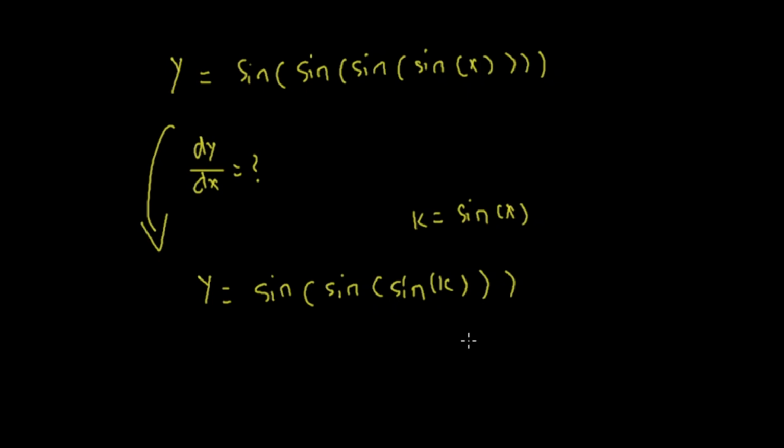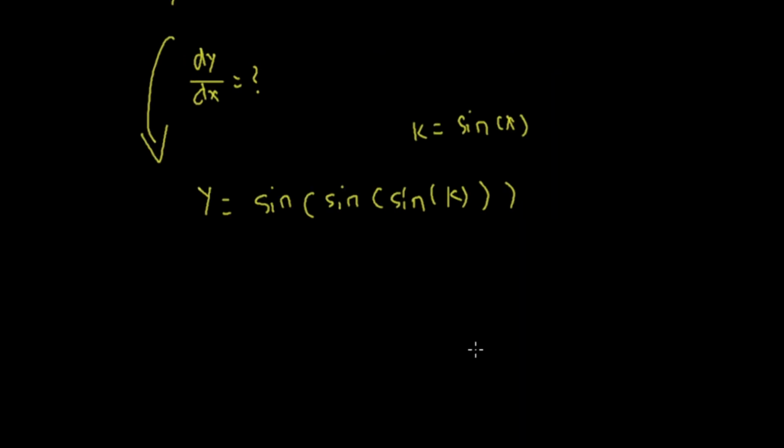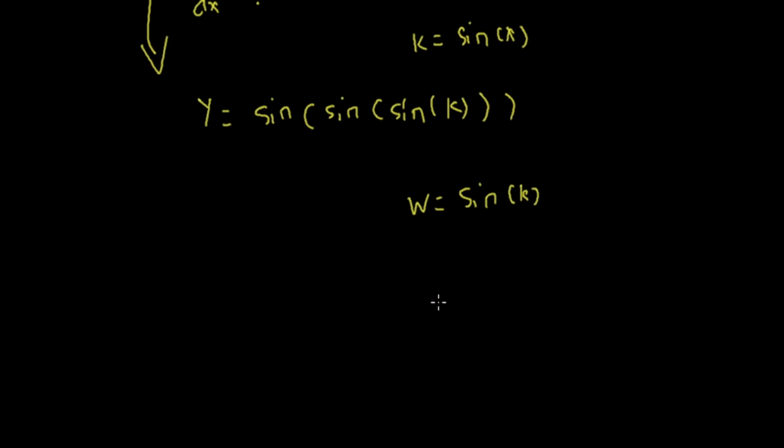Okay. Now next, I will let w equal sine k here. Like that. Then this will become sine of sine w, because this is w now, right?